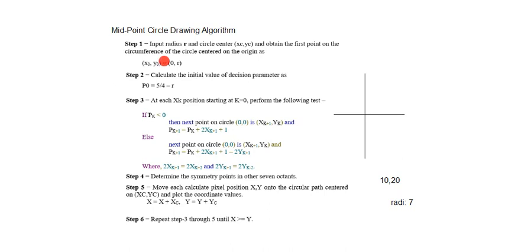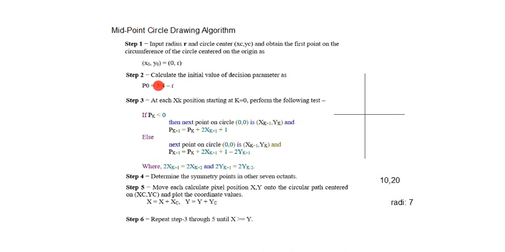So x0, y0 is equal to (0, r). Now we will calculate the initial value of the decision parameter as P0 is equal to 5/4 minus r. This algorithm is again based upon the decision parameter. So the initial value of the decision parameter is P0 is equal to 5/4 minus r.